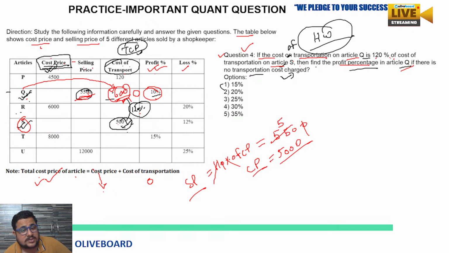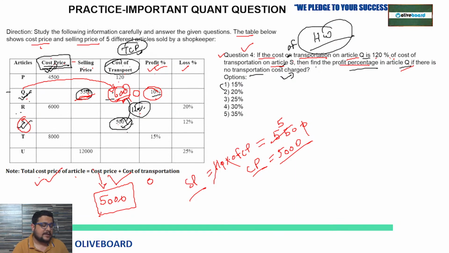So that is the total cost price, 5,000. Then how much is the cost price? If we talk about the cost price, what is going to be the cost price in that case? Anyone who can tell me? Be active in the chat box.